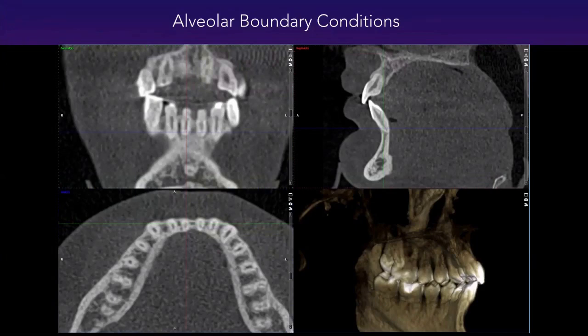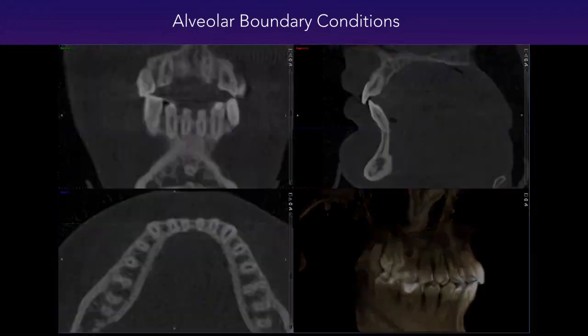So alveolar boundary conditions are the main reason that I would say every orthodontist needs to adopt CBCT technology in their practice, and it ultimately will be the reason that we all adopt it, because we actually see what we need to see in order to make the treatment decisions we need to make on whether we can flare teeth, tip teeth, or treat with what appliance we need to treat with.